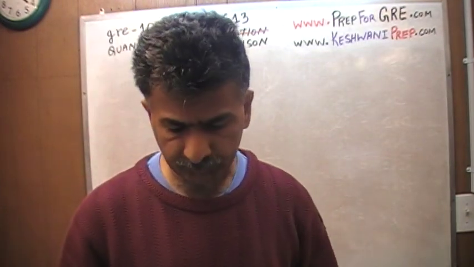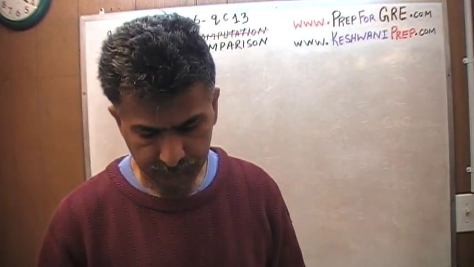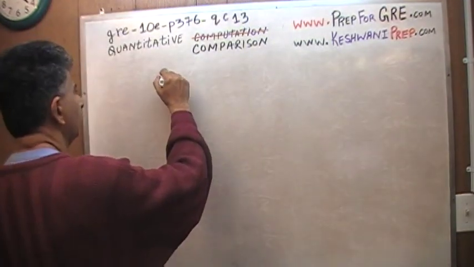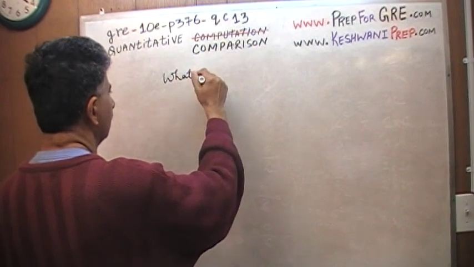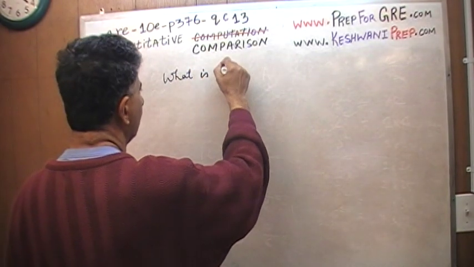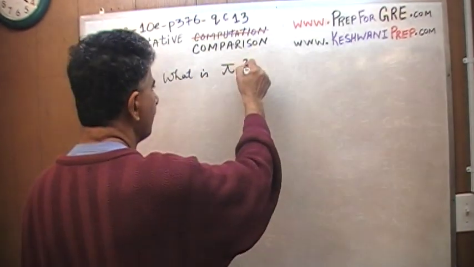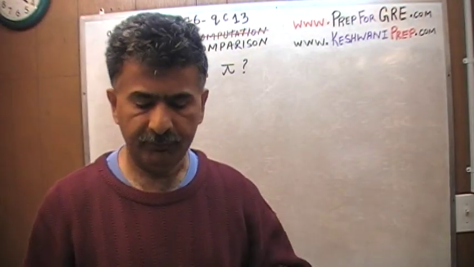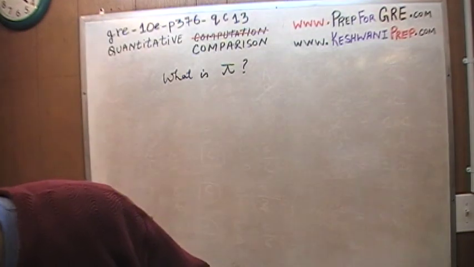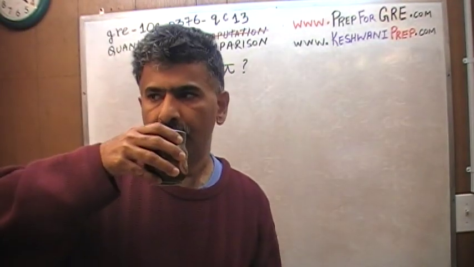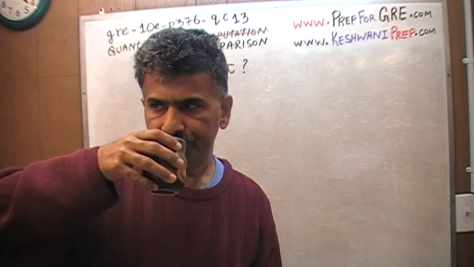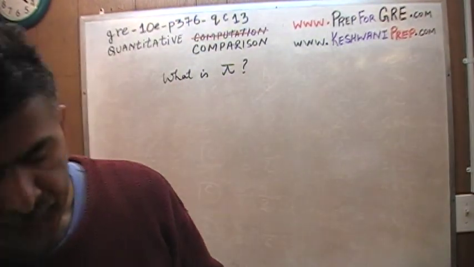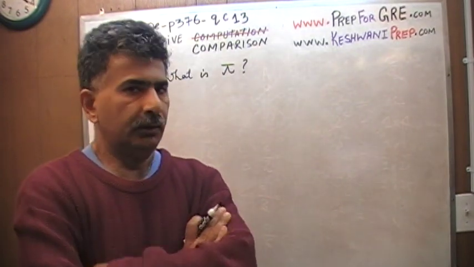Before we actually solve this question, number 13 that is, let me ask you a simple question. The question is, what is pi? And if you're sitting there and answering that question by telling me that it is 3.14, that it is something approximately 3.14, you're not understanding my question.